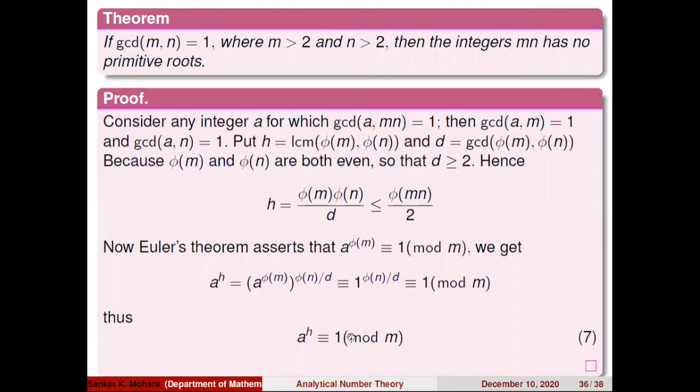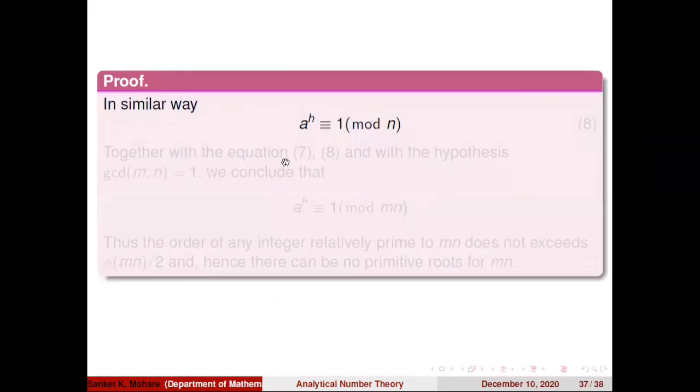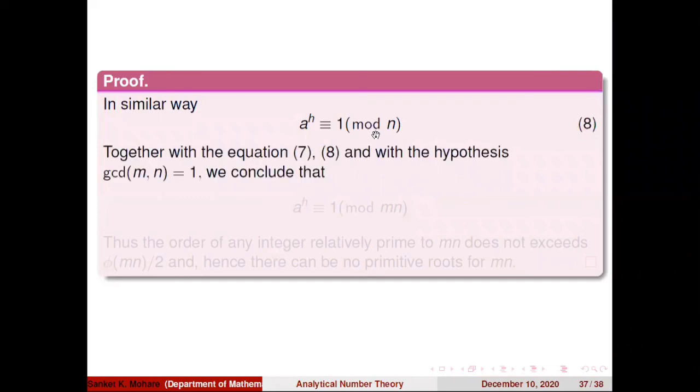Okay. Similarly, for positive integer n greater than 2, a to the power phi of n is congruent to 1 modulo n by Euler's theorem. So using the same methodology, a to the power h is equal to a to the power phi m into phi n by d. Here I can write it as a to the power phi n into phi of m by d. But a to the power phi n is congruent to 1. So this is congruent to 1 to the power phi of m by d, and 1 raised to anything is 1. So this is overall congruent to 1 modulo n. So there also I obtained a to the power h is congruent to 1 modulo n. Call this equation number 8.